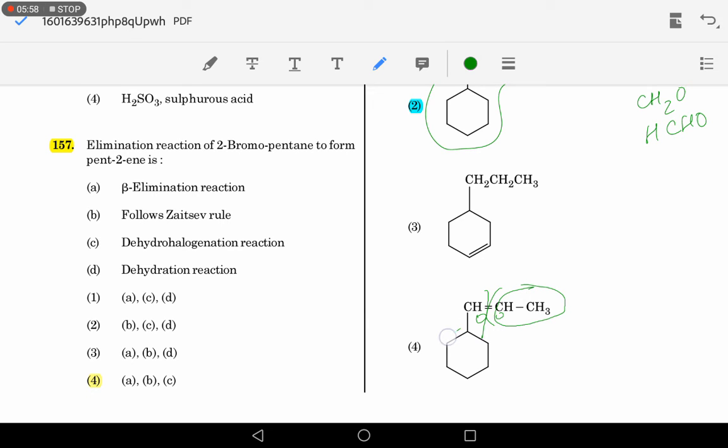And cyclohexane carbaldehyde as the other product.